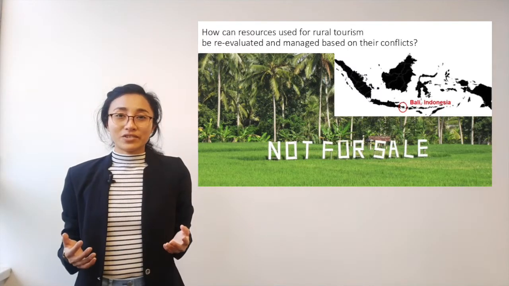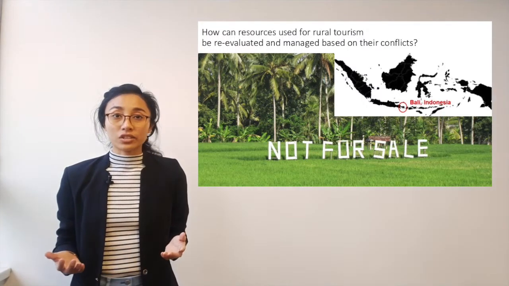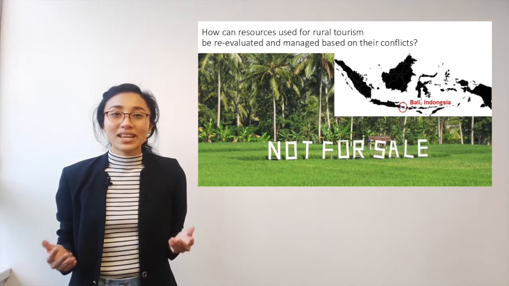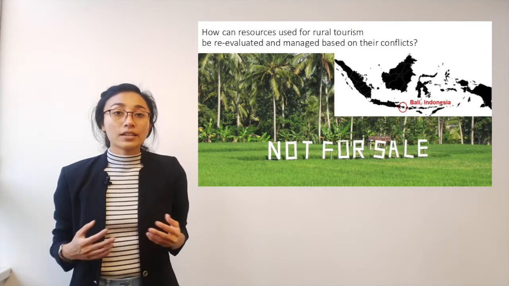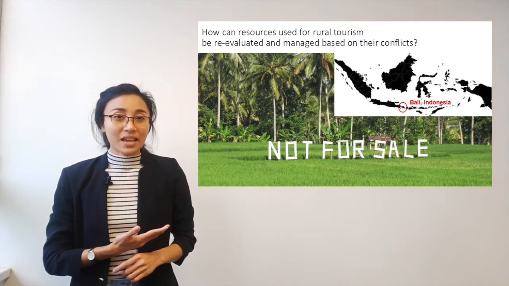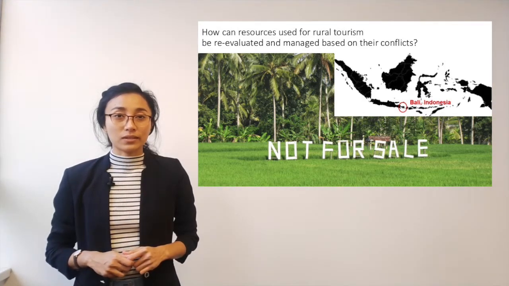The tourism industry is highly dependent on resources such as natural, cultural, and human resources. In a rural tourism destination, managing these resources is challenging as most resources are open access. This photo in Bali, as an example, highlights a conflicting interest in one resource, a rice field.